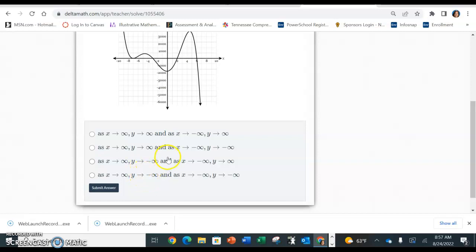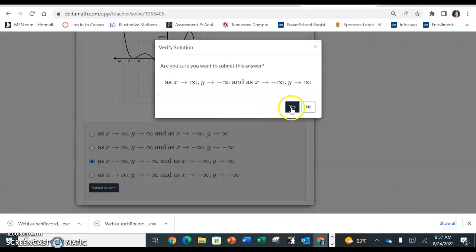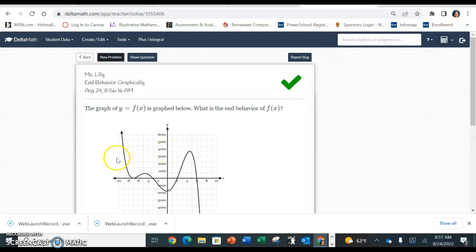And we already determined that it has to be positive on the other side. So that's really all there is to end behavior: just determining what happens to your y when your x goes to the left, and what happens to your y when x goes to the right.